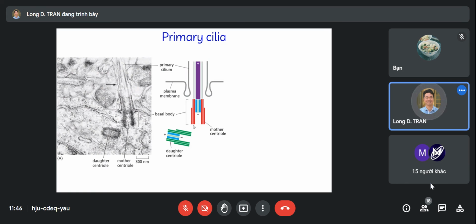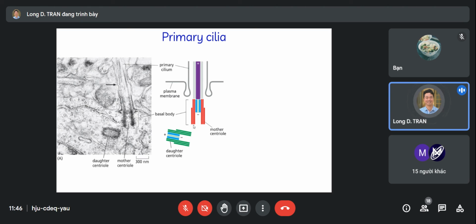And there's one special type of cilia called primary cilia. Actually, this is an immobile cilium. It cannot move. And this primary cilium is observed in almost all types of cells. Multicilia are only observed in some types of cells, but primary cilia are observed in all types of cells. So remember that primary cilia cannot move, and they are formed from the mother centriole.